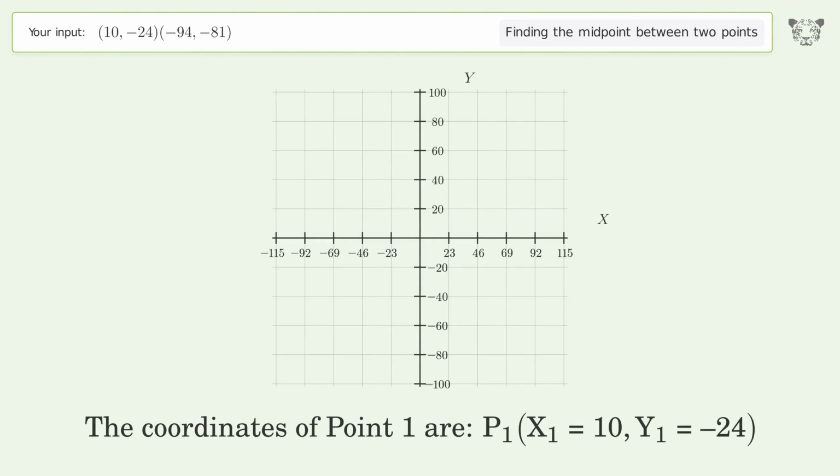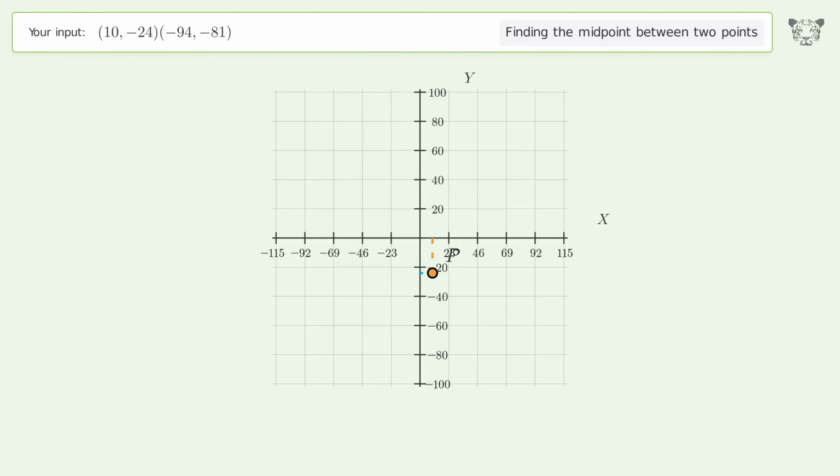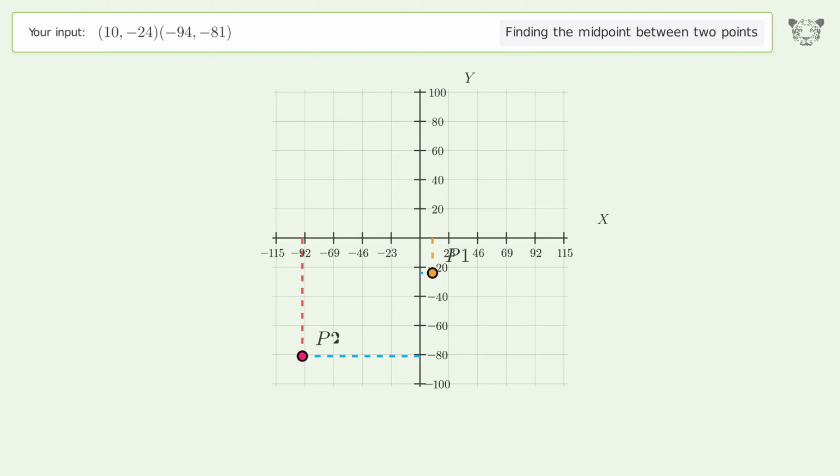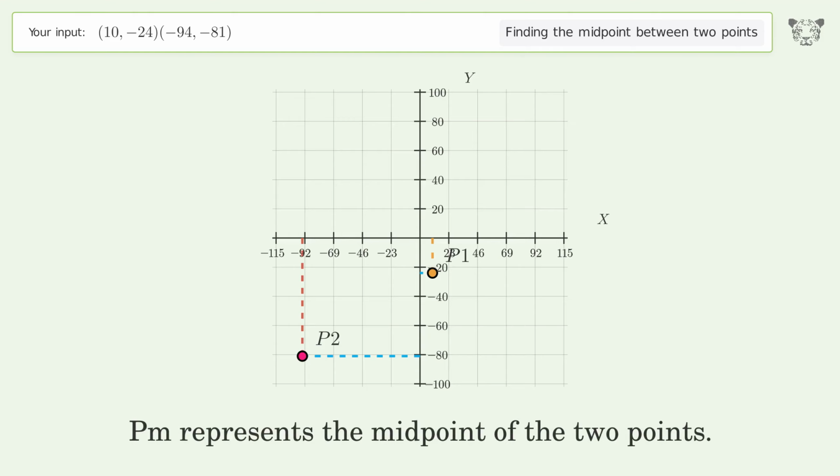The coordinates of point 1 are x1 equals 10, y1 equals -24. The coordinates of point 2 are x2 equals -94, y2 equals -81. PM represents the midpoint of the 2 points.